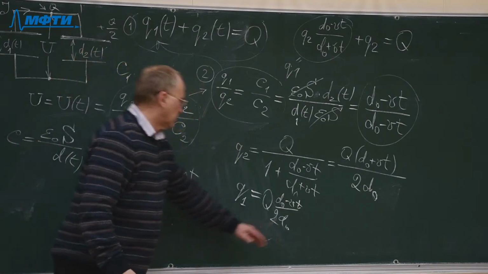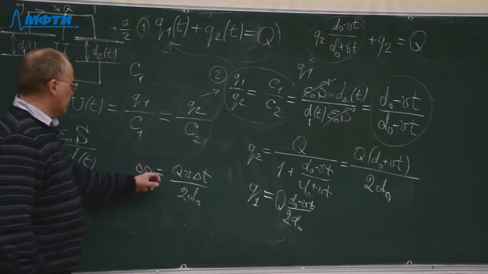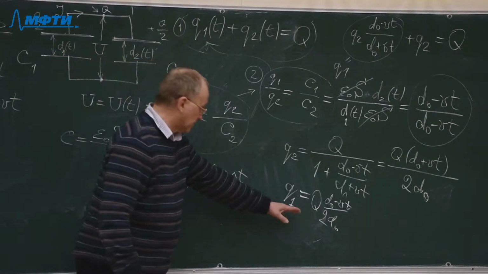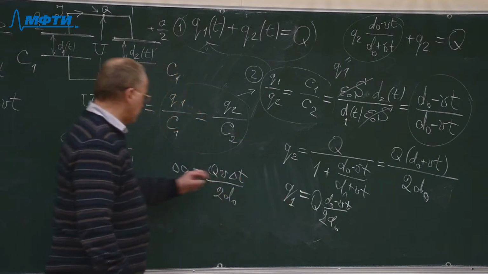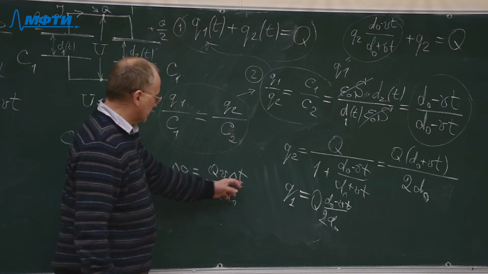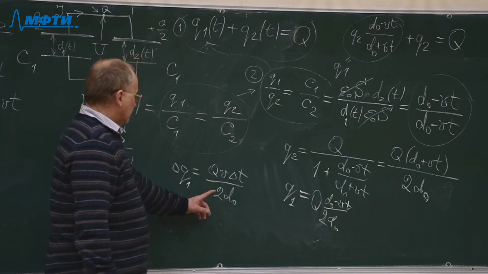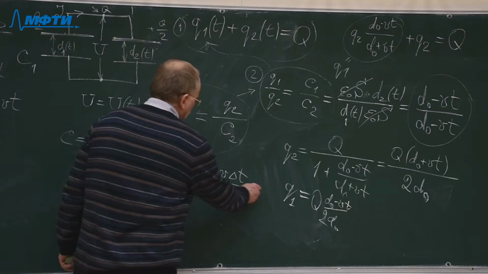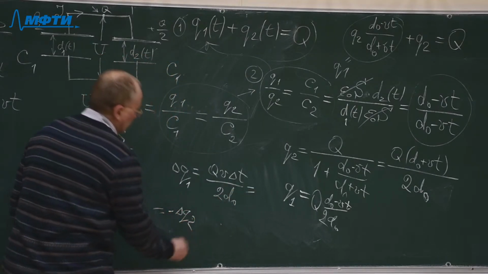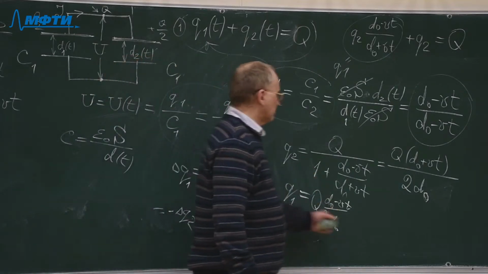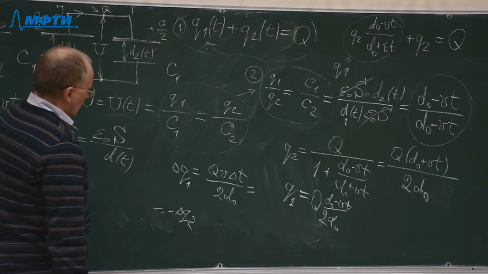So from this formula I can obtain the change of Q1. This formula gives me this variable Q1, and the change in Q1 during a small time interval delta t can easily be obtained here. The change will be defined by this formula, and it will certainly be equal to minus delta Q2, because delta Q2 will be the same but with opposite sign.